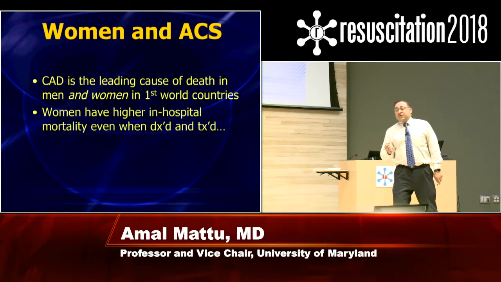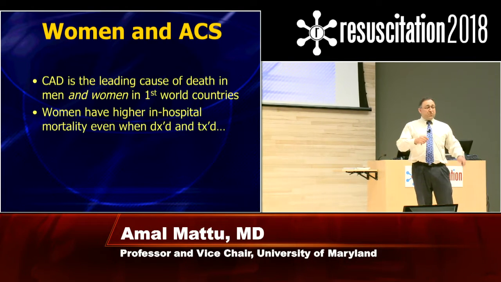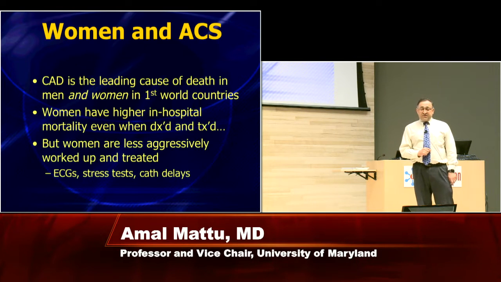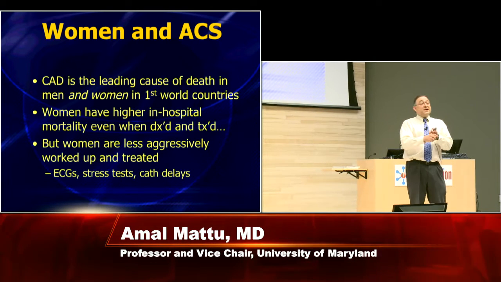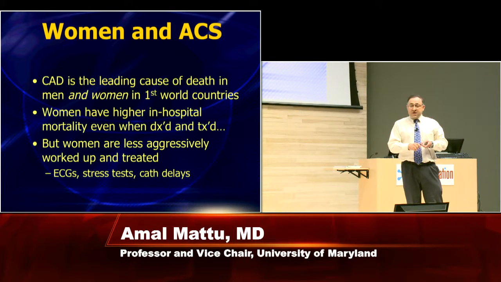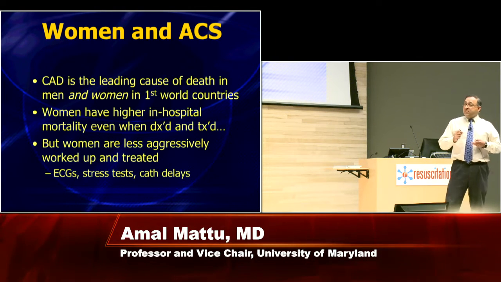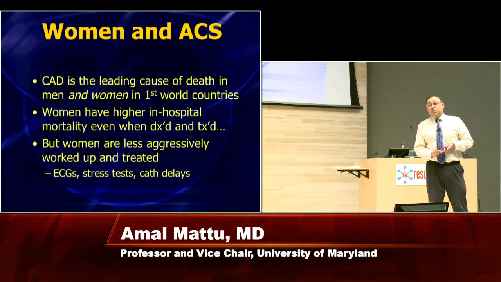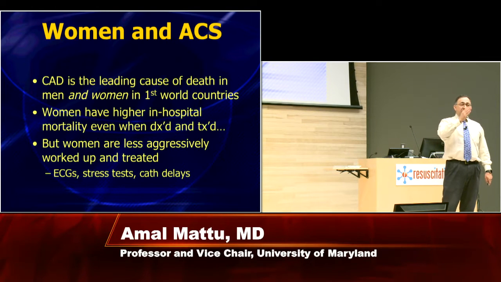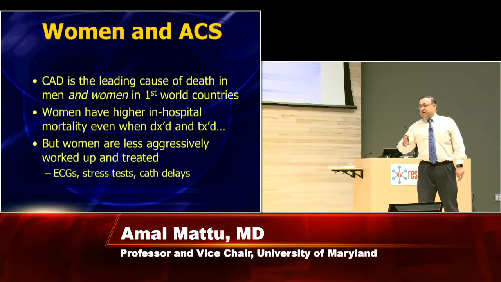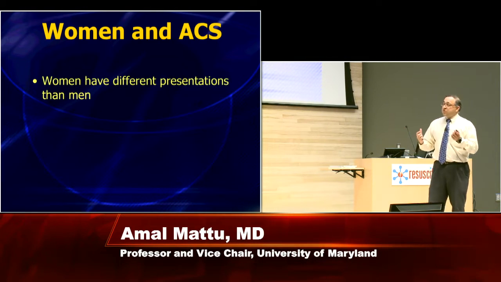Turns out women, even when diagnosed, have a higher in-hospital mortality, even when they're diagnosed and treated. People don't really have a good sense about why that's the case. And even when they are treated, study after study has shown that women tend to be less aggressively treated. They're less likely to get EKGs when they show up at doctors' offices with chest pain. They're less likely to get stress tests. Stress tests are more likely to be falsely negative. And they're less likely to get cath, and they're more likely to have delays when they do get cath. And this gender bias has been noted in every society, in every ethnic group, by every cardiology society around the world. And people are still trying to get a handle on why this is true.